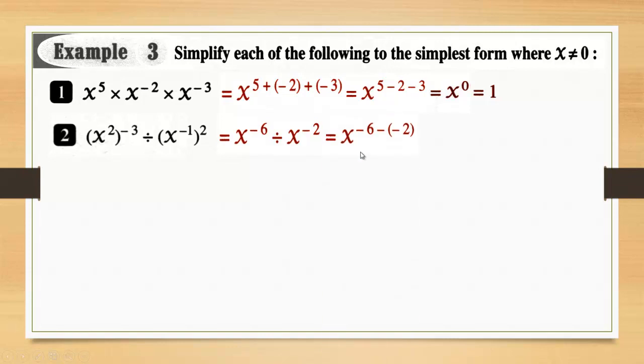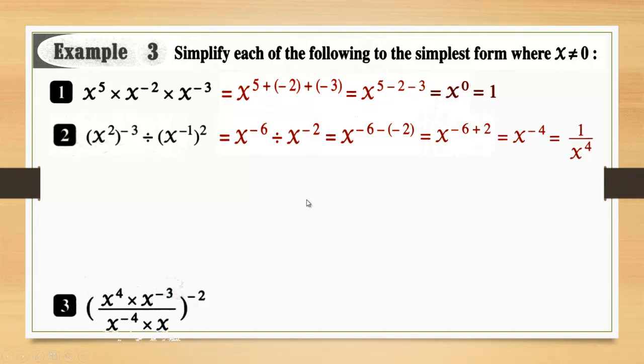We will put the base x and start subtracting the powers. So negative 6 minus negative 2. Negative 6, minus negative, that means plus 2. That equals x power negative 4, that means 1 over x power 4.